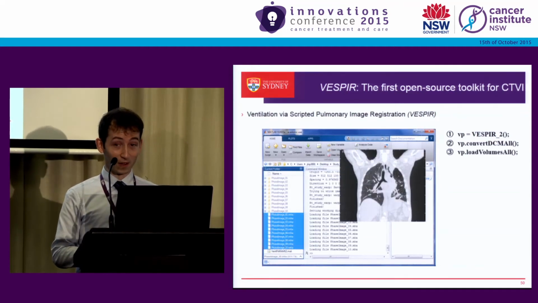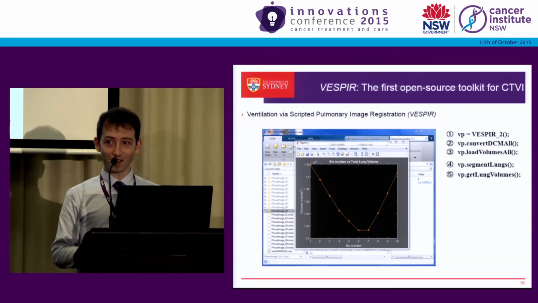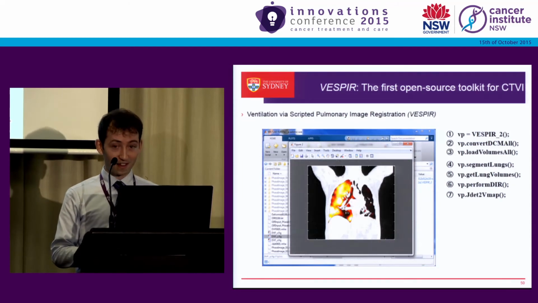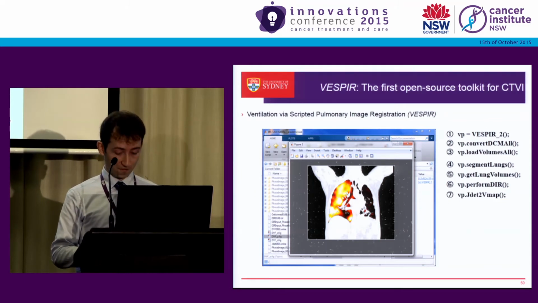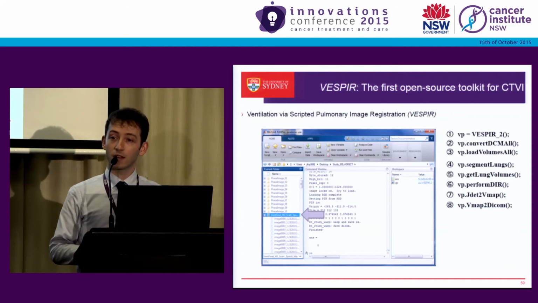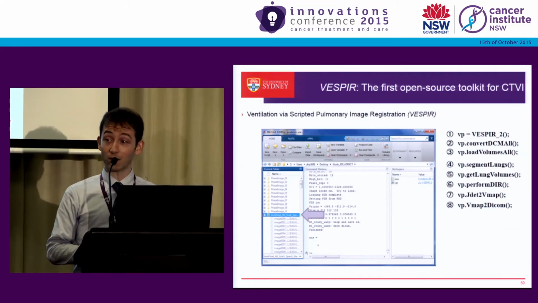In 8 lines, we can import those files, segment the lung, determine which of those respiratory phases was the peak exhale or inhale phase, perform the deformable registration from one to the other, and then quantify the regional contraction or expansion of the lung, which is our surrogate for function. And finally, which is the important part, export that back to DICOM so you could import that into your treatment planning system.